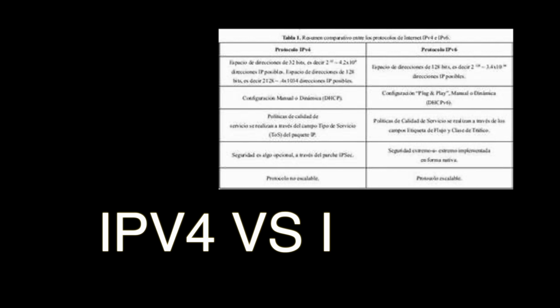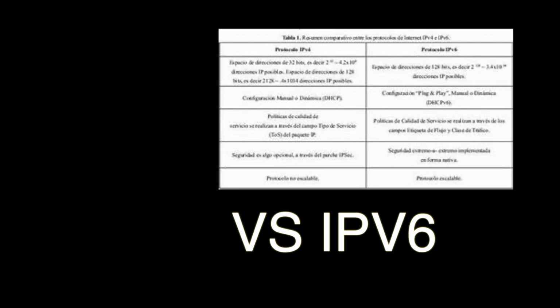The main difference between IPv4 and IPv6 is the address size of IP addresses. IPv4 is a 32-bit address, whereas IPv6 is a 128-bit hexadecimal address.